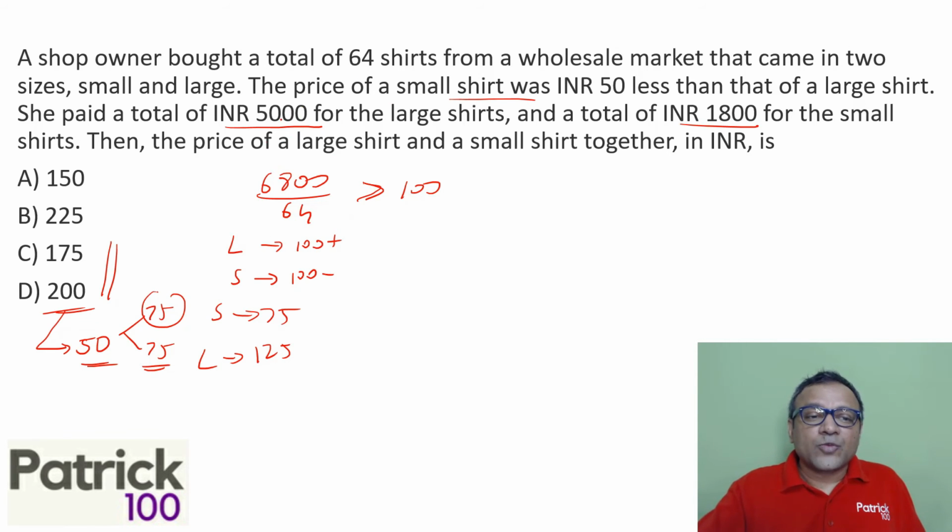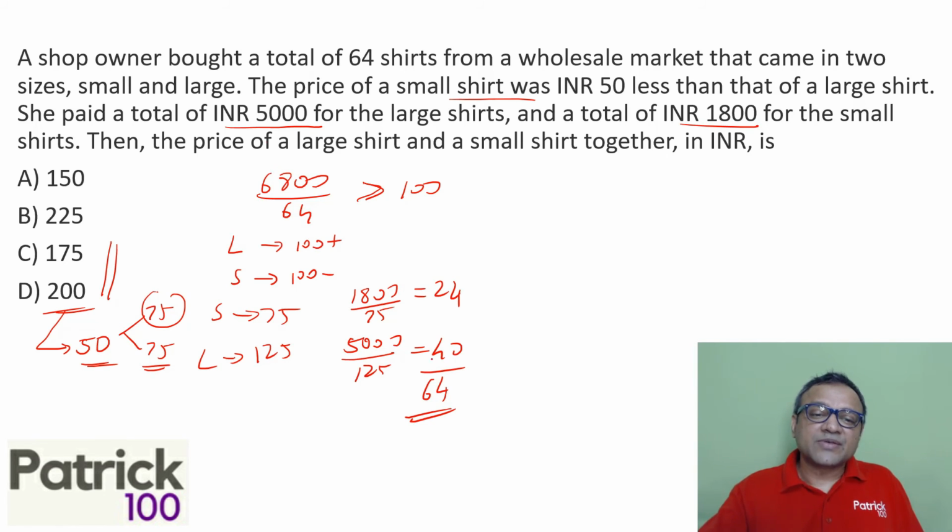So now check out. How many small shirts and large shirts did you buy? The large shirts you bought is 5,000 upon 125, which is 40. The small shirts you bought is 1,800 upon 75, which becomes 24. So total becomes 64 shirts, which satisfies, which means 200 is the answer.